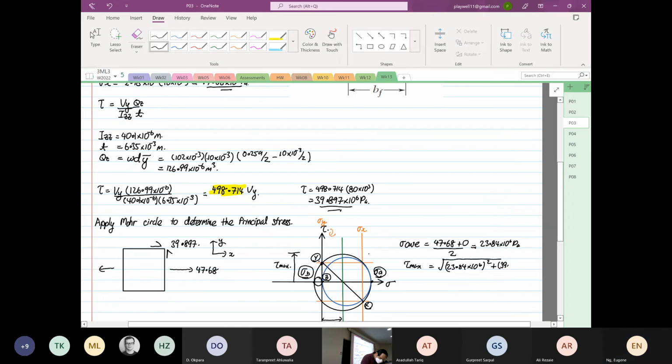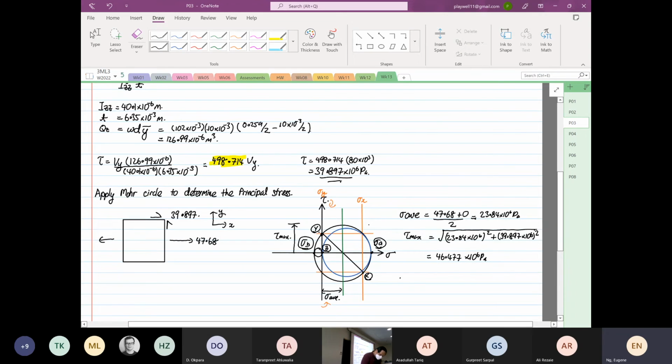39.897 times 10 to the power 6 squared. So this whole term will be equal to 23.84 power 6 squared plus 39.897 power 6 squared. Square root of the whole thing is equal to 46.477, so 46.477 times 10 to the power 6 Pascal.